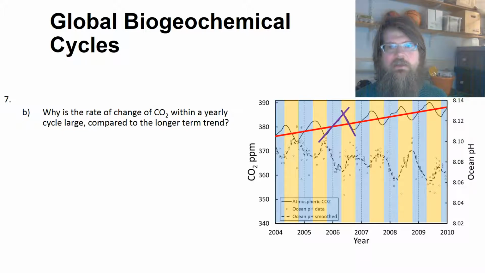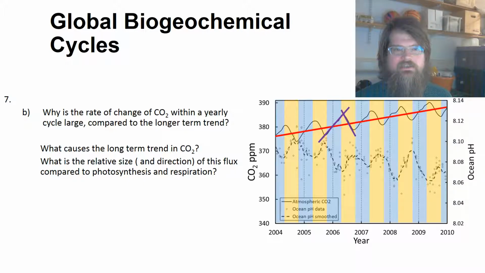To address this, we need to think about the reasons for the annual cycle, which we answered in the previous question. These are the fluxes between the atmosphere and the biosphere, photosynthesis and respiration. And what are the processes that are responsible for the long-term trend? We need to know what is causing this long-term trend to say something about why its rate is slow compared to the rates from photosynthesis and respiration, which we already know about.